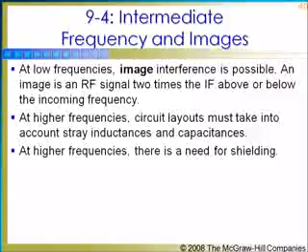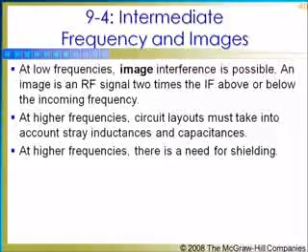At higher frequencies, circuit layouts must take into account stray inductances and capacitances. At higher frequencies, there is a need for shielding. With very high circuit gain, some of the signal can be fed back in phase and cause oscillation. Oscillation is not as much of a problem at lower frequencies.